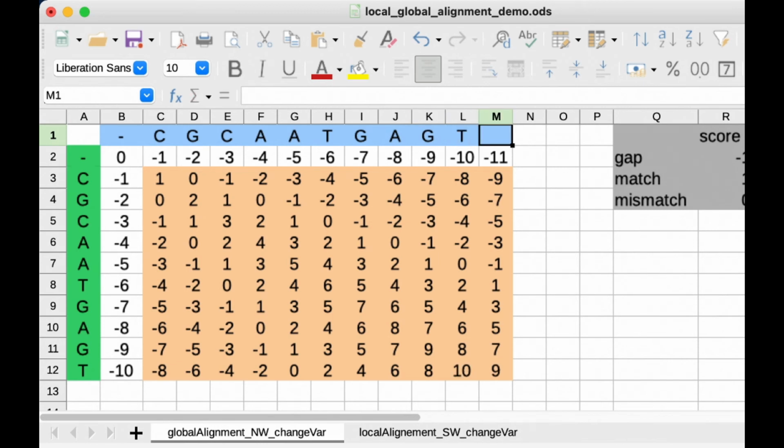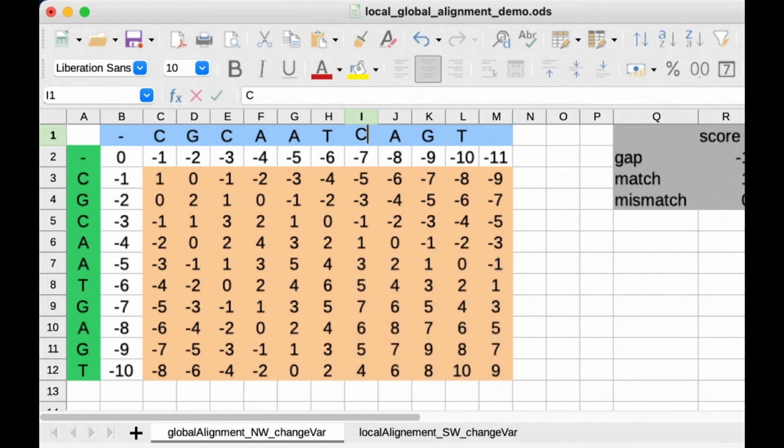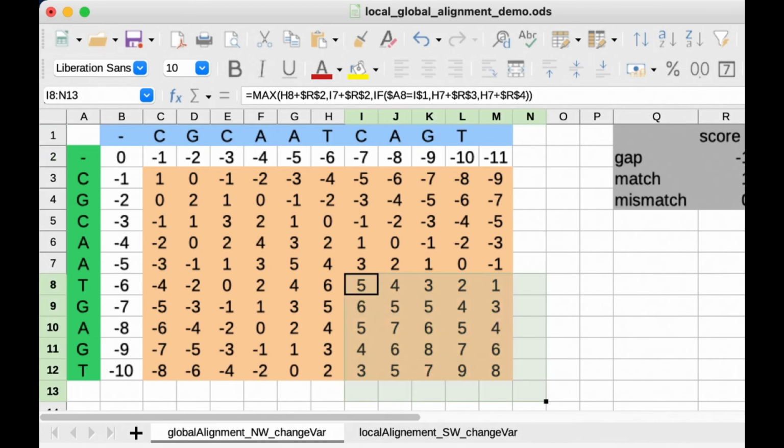That's probably it. But you can see that when you change the bases, the calculations moving from that point on, all of those numbers will change. So for instance, if this is now a C, you'll see that all these numbers down here have all changed.